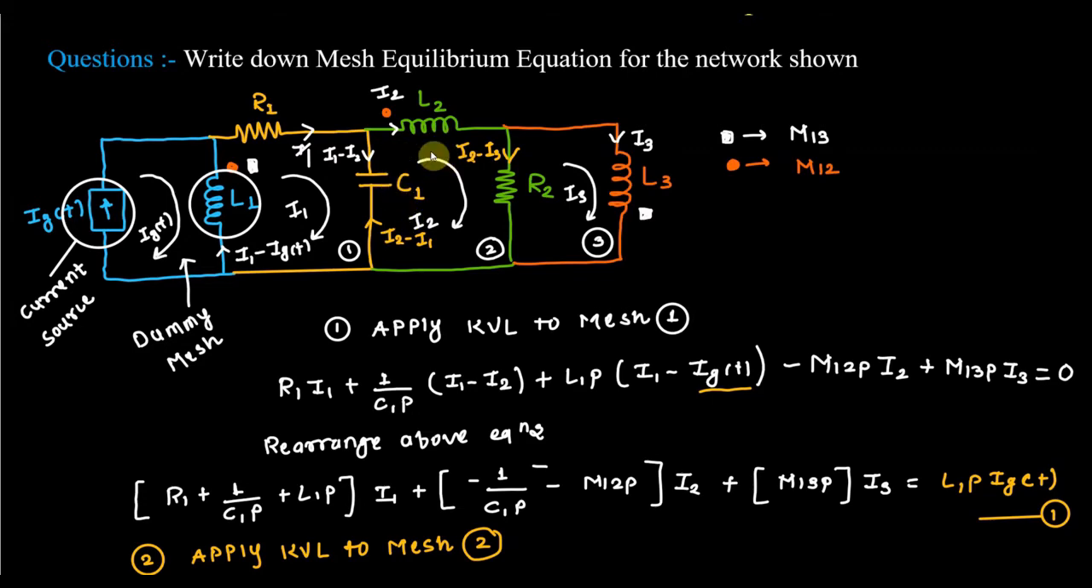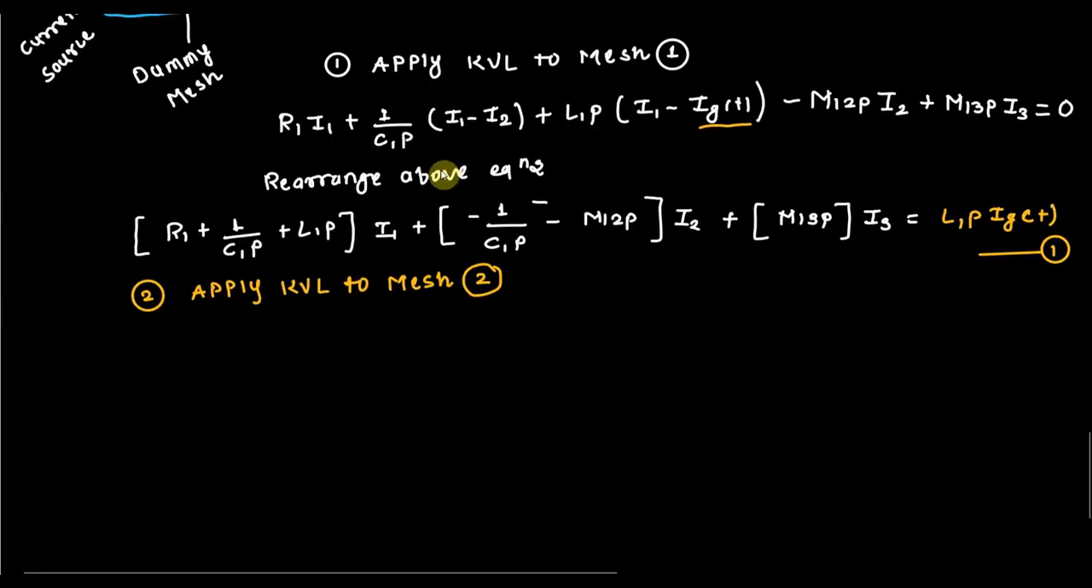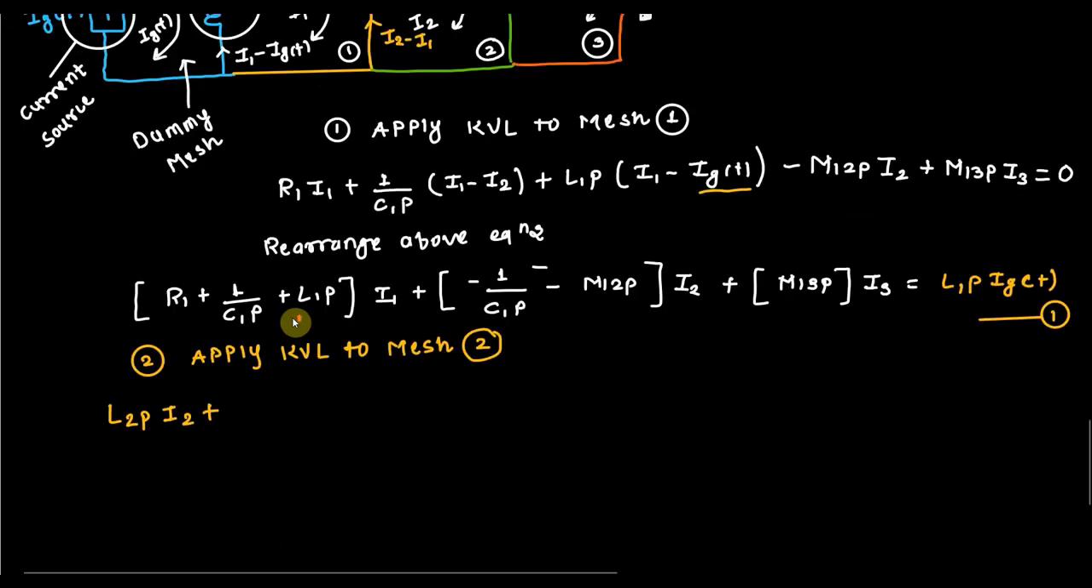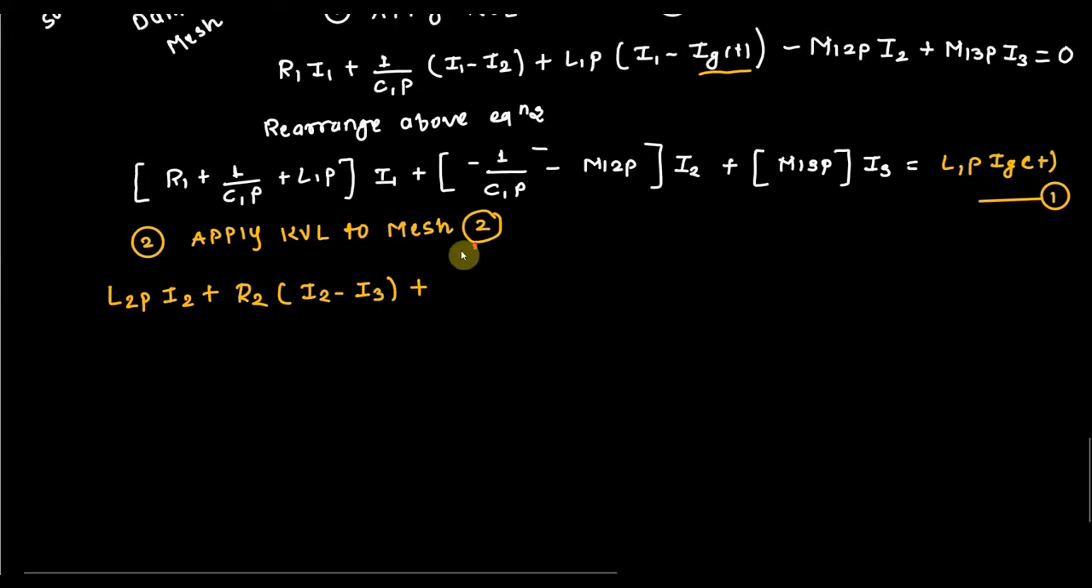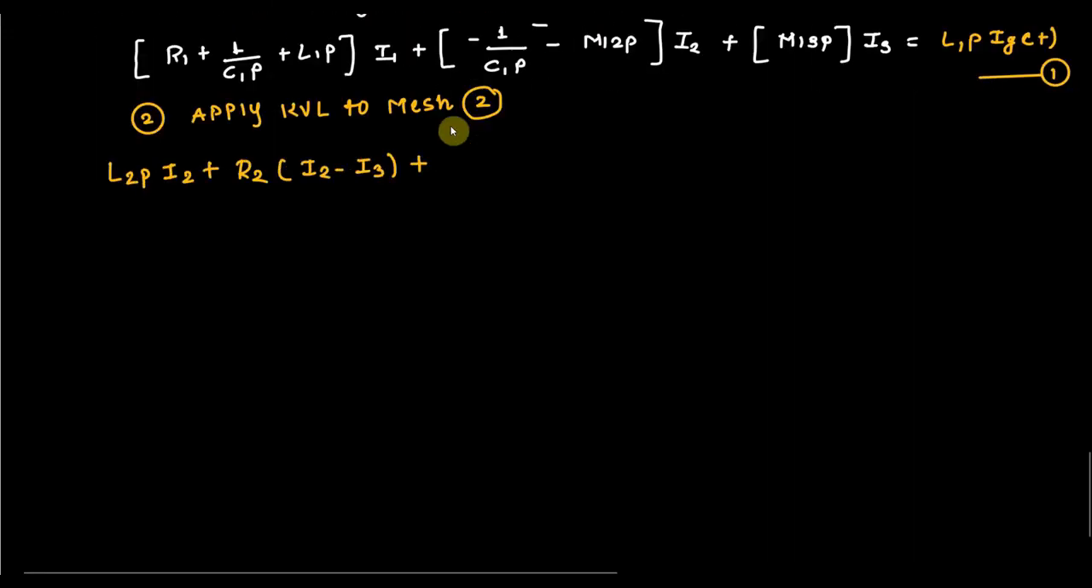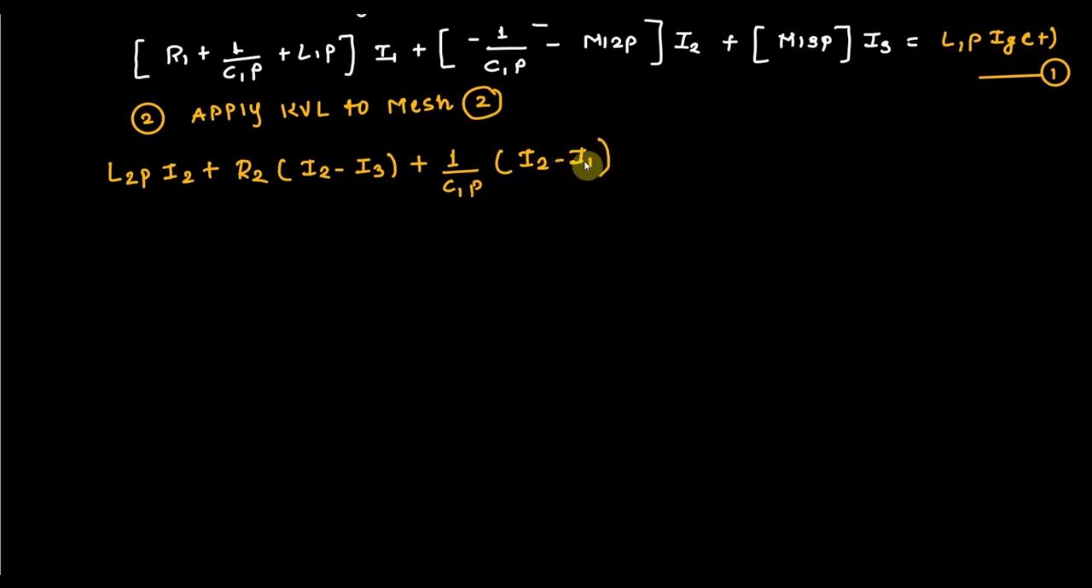So there are three terms. So we write for that first. First is L2P into I2, plus second is R2 into I2 minus I3. Fine. Then plus one capacitor, 1 upon C1P, current is I2 minus I1. Okay. So we have written all the elements.